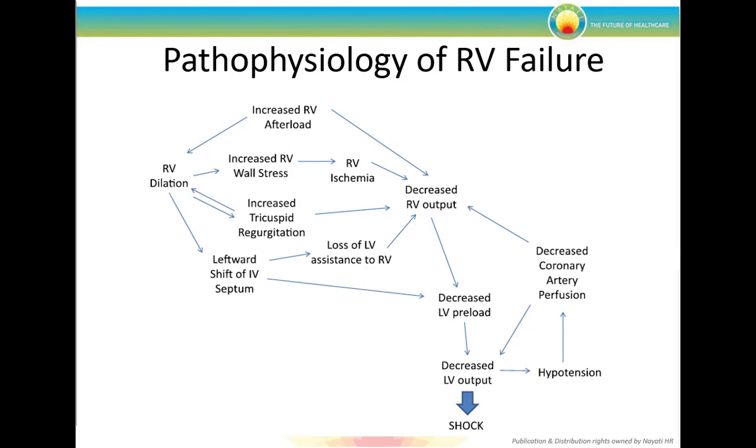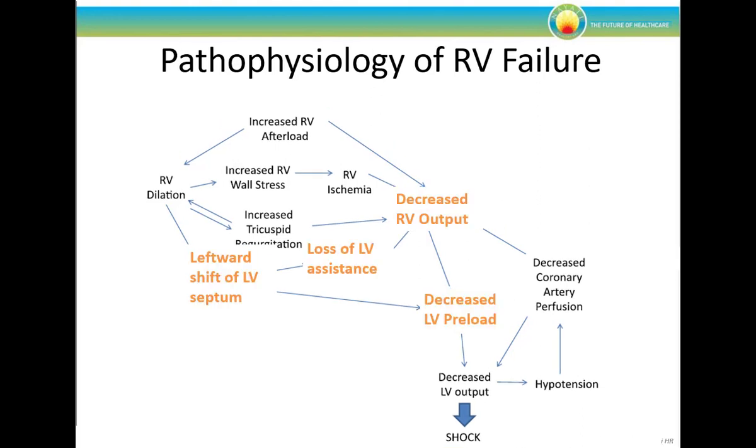So how does it adapt? Initially it dilates. It dilates to accommodate more volume so that preload increases to compensate for the change in pressure. Subsequently there will be a leftward shift of the LV septum, resulting in loss of assistance of the LV. It decreases the RV output. That eventually decreases the LV preload.